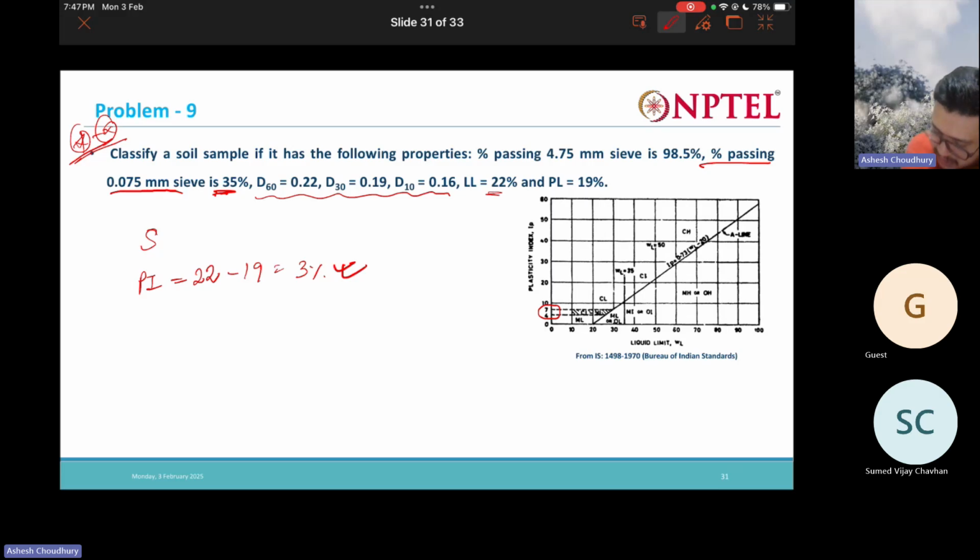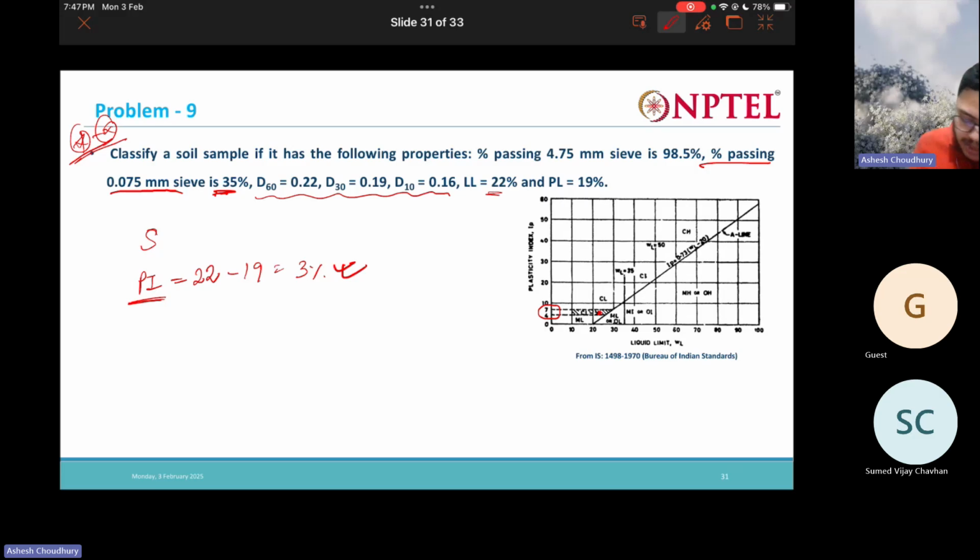Okay, the liquid limit is how much? 22. That means the plasticity index is 3% and the liquid limit is 22. That means our soil is going to plot somewhere in this shaded region of the plasticity chart. That means we need to use dual classification.